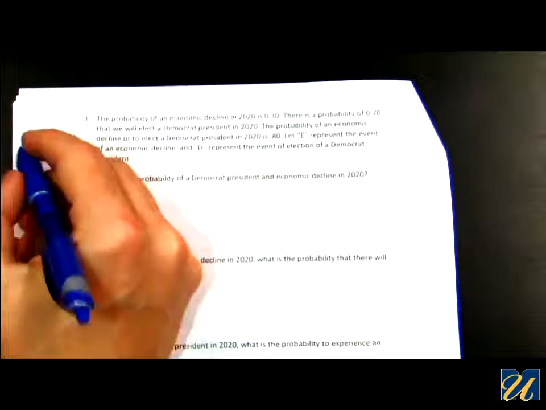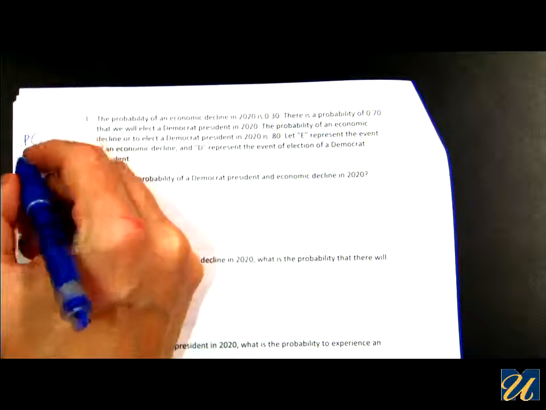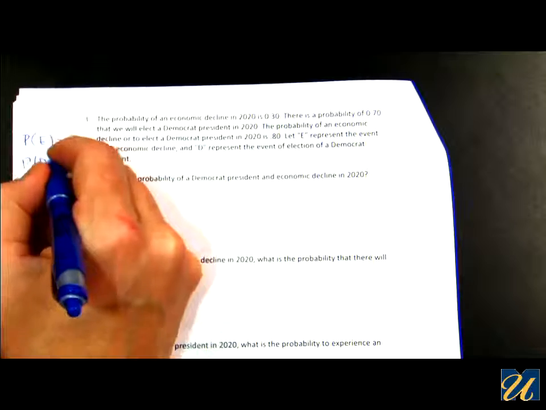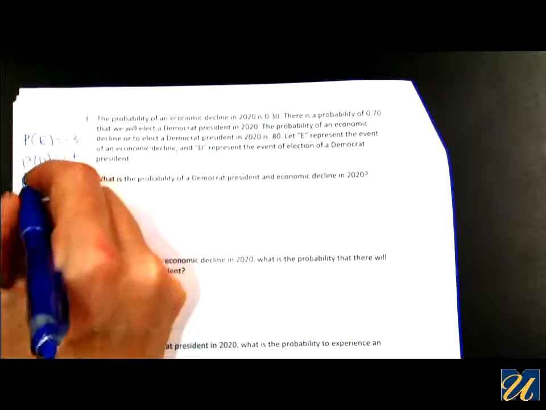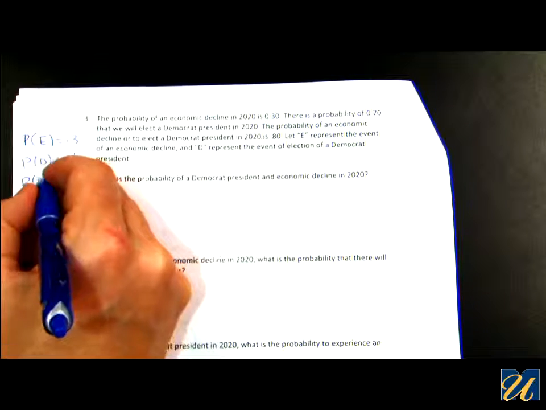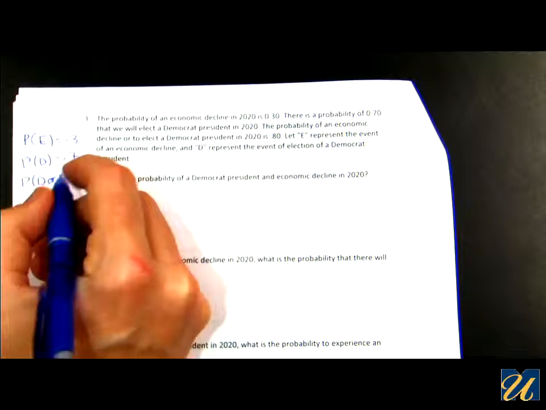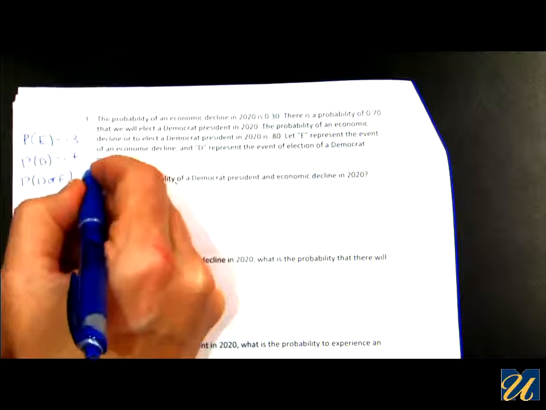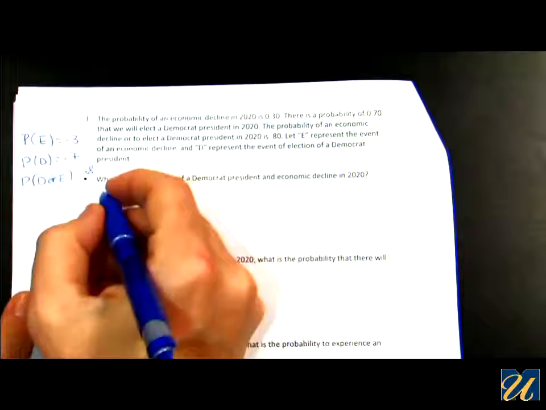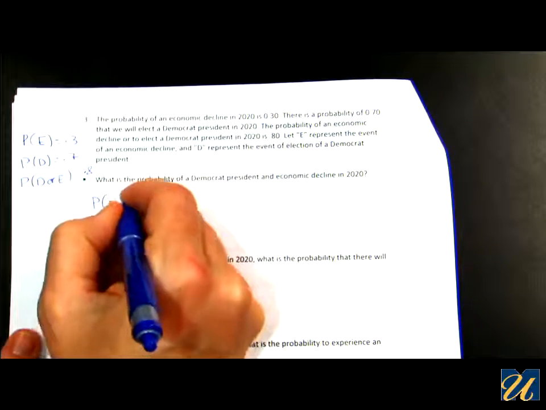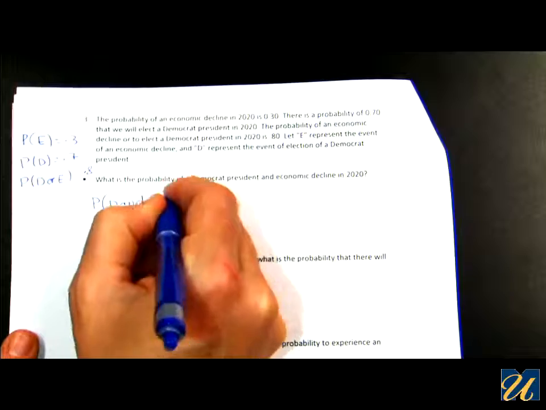So, probability of D is equal to 0.7. And probability of D or E, make sure you use the correct symbols, is equal to 0.8. This is what is given to me from the problem. I'm looking for the probability of a Democrat president and economic decline in 2020. So I'm looking for D and E, basically.